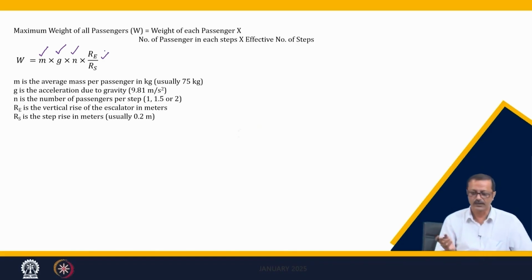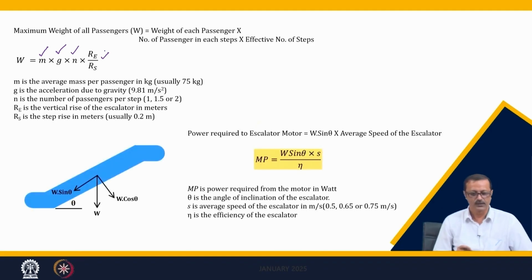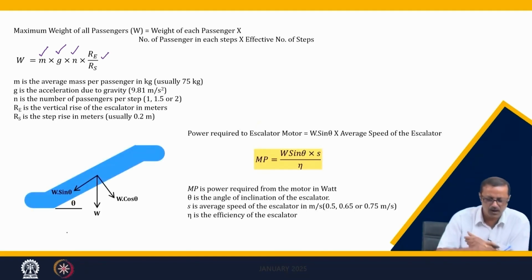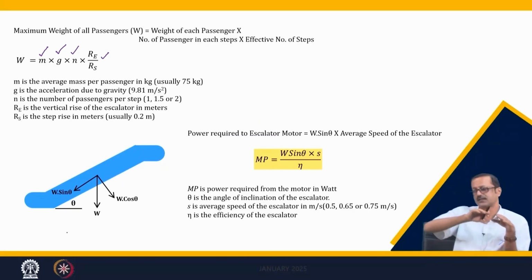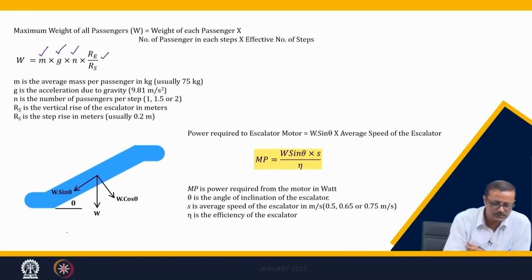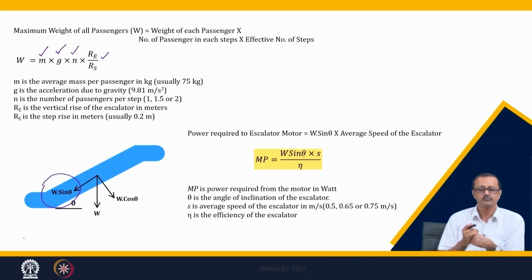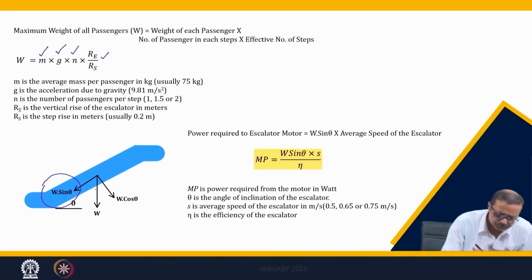Now, we have to go back to our class 12 physics. This weight is on an inclined plane, and it is moving. So, if this weight is moving at an angle theta, you have to counterbalance this component, w sin theta, because this is theta.